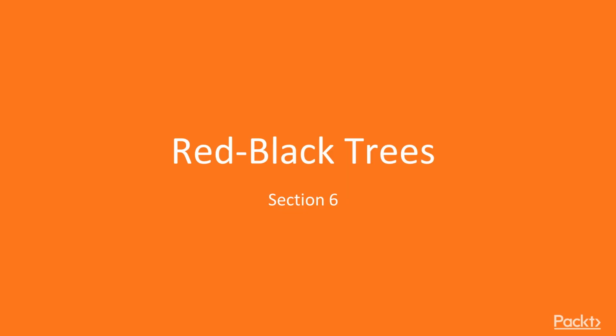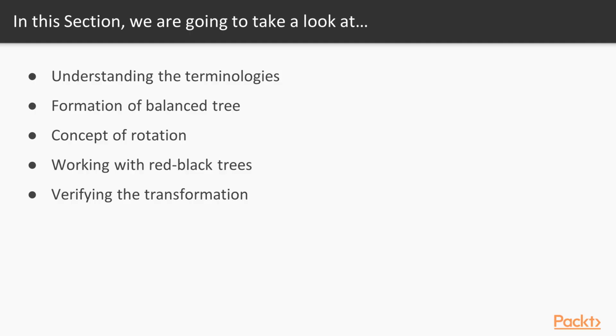Hi, welcome to a new section of the course, Red-Black Trees. In the previous section, we touched upon concepts such as amortization and balancing data structures. In this section, we'll begin by understanding the terminologies and how a balanced tree is formed. After this, we'll move on to the concept of rotation, and then learn to work with red-black trees by inserting nodes to it. Lastly, we'll learn to verify the transformation.